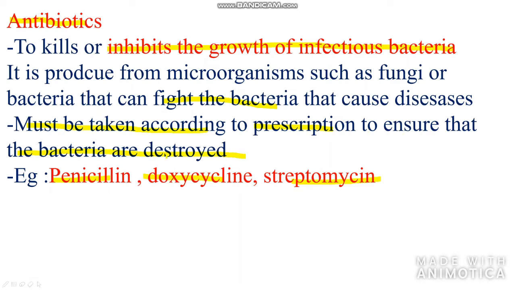Okay, kenapa kita perlu take antibiotic according to prescription? For example, doktor suruh makan antibiotik ini selama 2 minggu. Anda mesti makan selama 2 minggu dan habiskan semua ubat itu. Kenapa kita perlu macam ni? Why? Because we want to make sure that all the bacteria are destroyed. If you do not follow the prescription by the doctor, the bacteria may become resistant to the antibiotic. So the next time, if you eat this antibiotic, it will not destroy the bacteria anymore. So that's why the antibiotic must be taken according to prescription to ensure that the bacteria are destroyed.